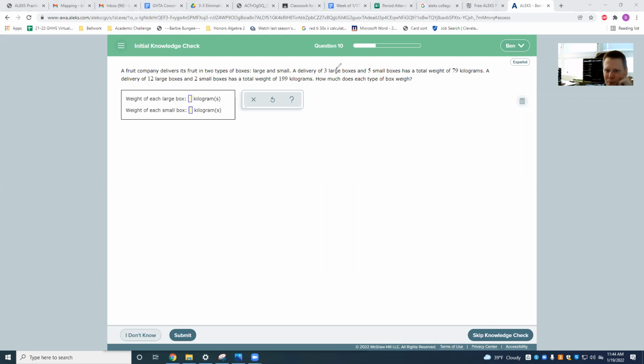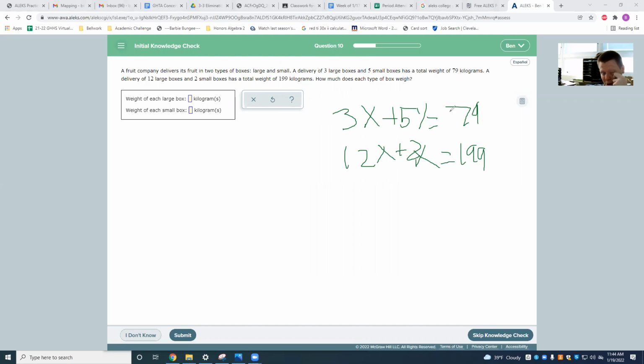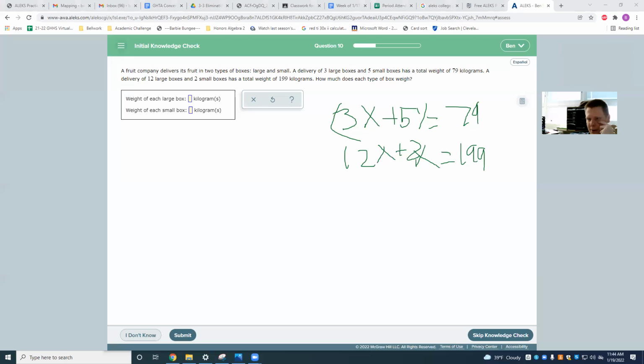But this one, we have 3 large boxes. So 3x plus 5y equals 79 kilograms. We have 12x plus 2y equals 199. And you could do elimination. This isn't a super nice one. Well, I guess it's not that bad. You can multiply the top by -4.